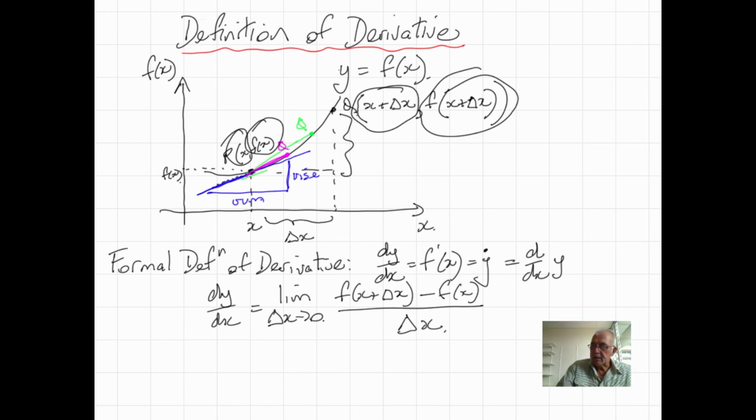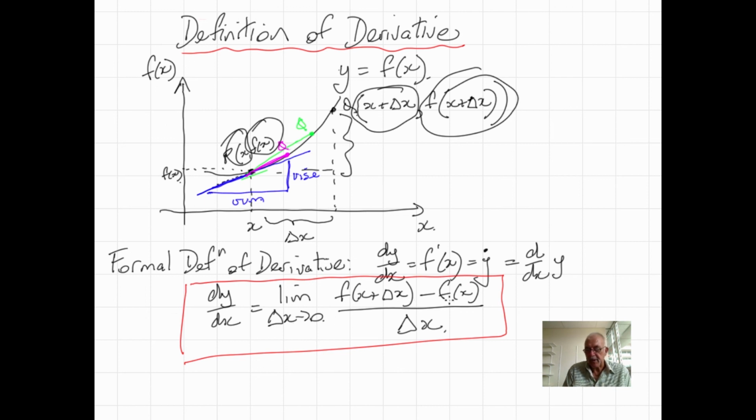So this is a formal definition that you need to commit to memory. The formal definition of the derivative. It's the limit as delta x approaches 0 of f of x plus delta x minus f of x all over delta x. And it's nothing more than the instantaneous rate of change of the function as x increases. In other words, it's the gradient of the tangent at a particular point.